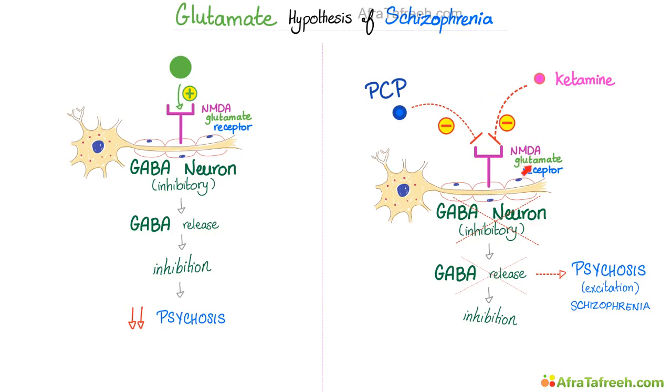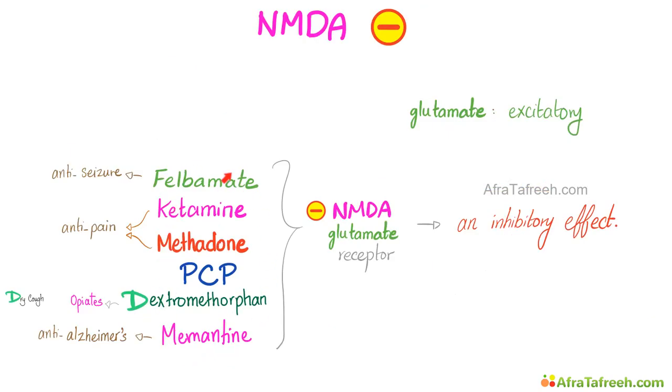If you inhibit the NMDA receptor on the GABA neuron, what's going to happen? Now GABA is no longer functioning. GABA is no longer able to inhibit. Oh, I cannot inhibit? What am I going to do? You are going to excite into psychosis, schizophrenia, etc. And that's why PCP and ketamine can make you crazy. All of these drugs work by inhibiting the NMDA glutamate receptors. That's why all of these drugs are inhibitory.